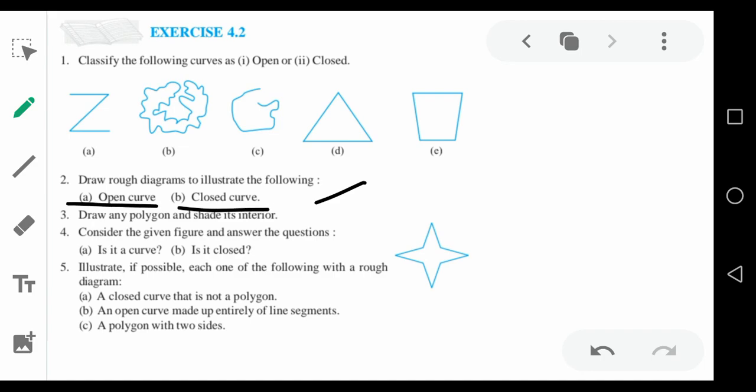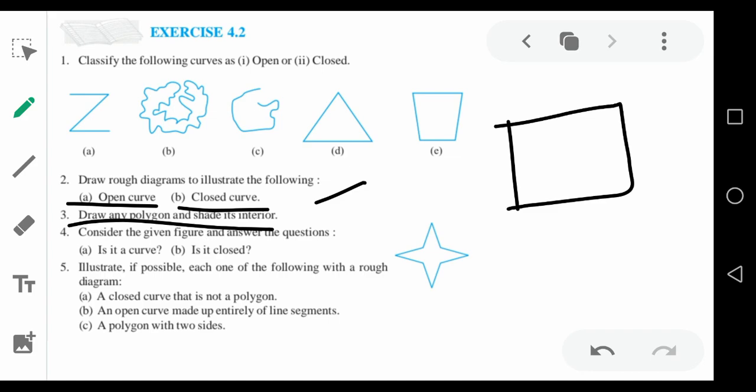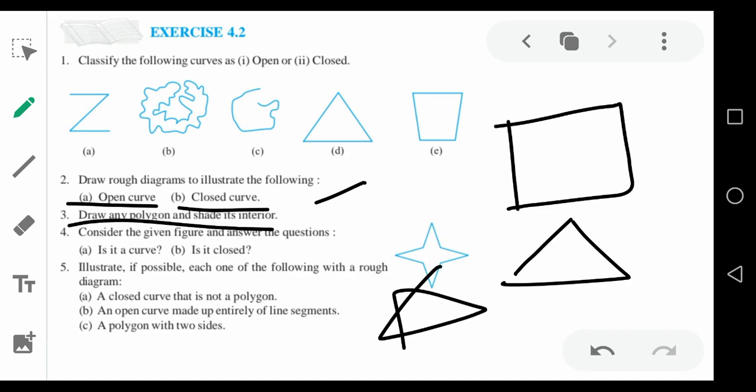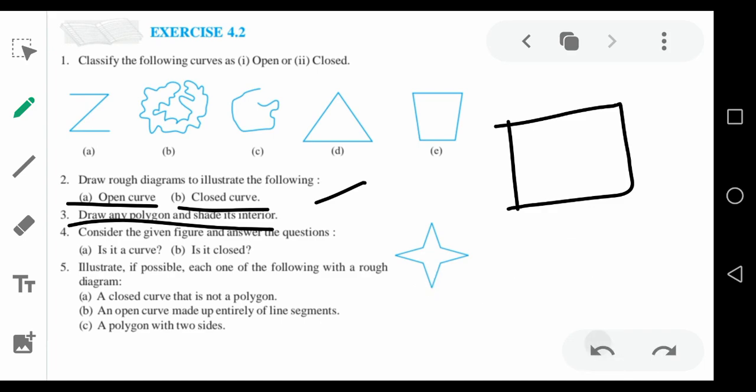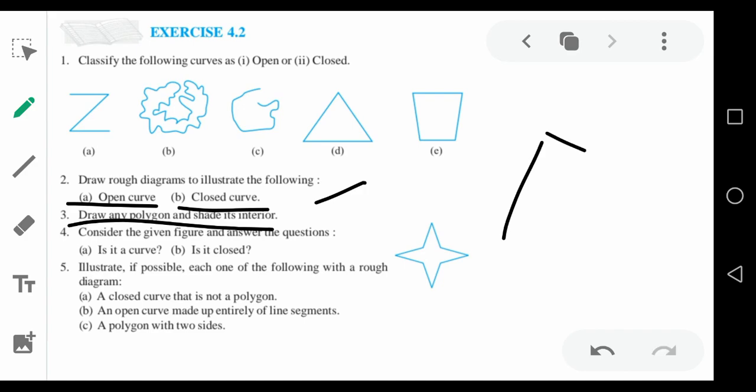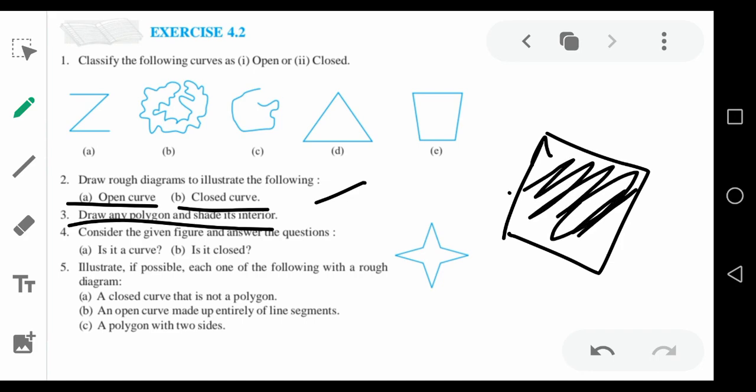Now next is draw any polygon and shade its interior. So you know what is a polygon. Polygon is a simple closed curve made up of line segments. So this is a polygon. This is another polygon. It should be closed. And it should be simple also, right? Simple means it should not cross. So all these are polygons. Simple you should remember. Now shade its interior. Interior means inside part. This part you have to shade using a pencil.